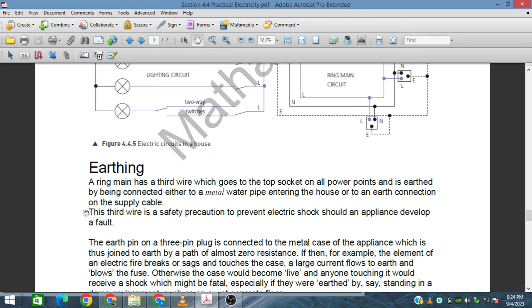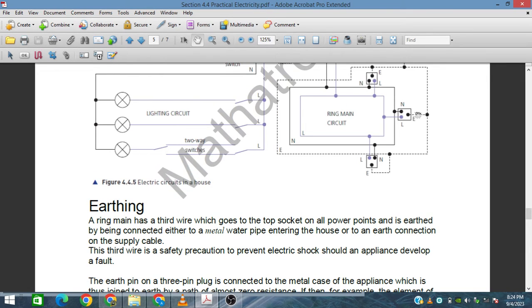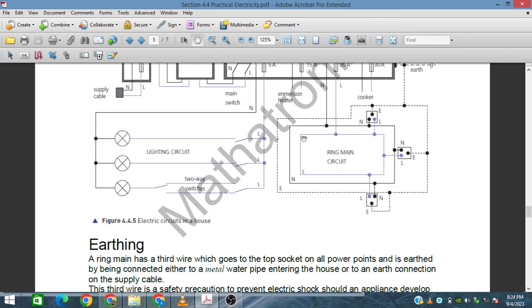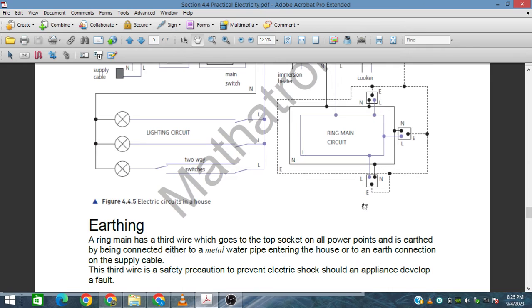And earthing: a ring main has a third wire which goes to the top socket on all power points. Here this is the ring main, and here we have three rings. This is the live wire ring, this is the neutral ring, and this third dotted ring is the earth ring. The earth ring is connected to this one, the neutral ring is attached to this neutral part, and this live wire is connected to the live part. So this is simple, very easy to remember.